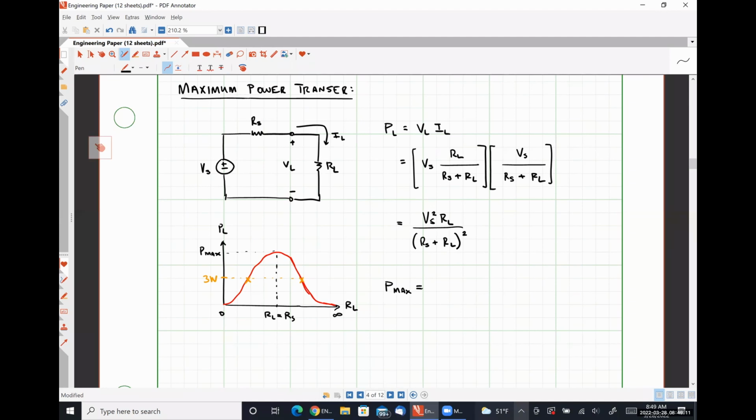our maximum power is Vs squared times Rs over twice Rs squared, which becomes 1/4 Vs squared over Rs. So this tells us the maximum amount of power that any practical voltage source can deliver to a well-chosen load resistance.